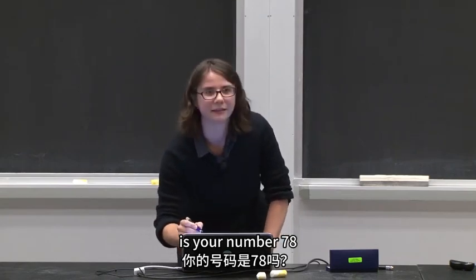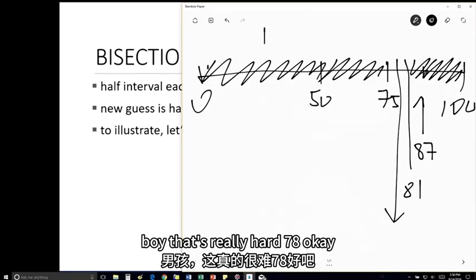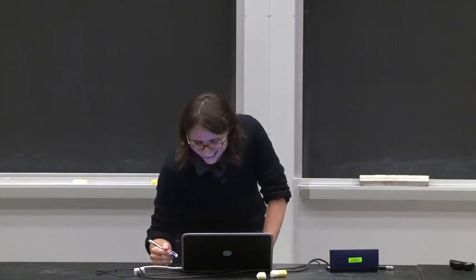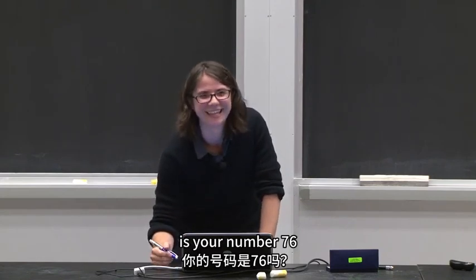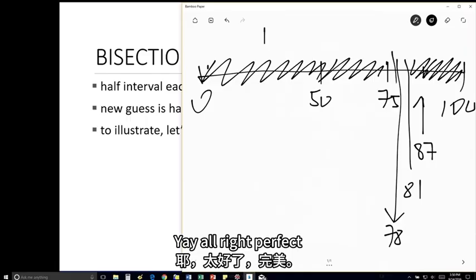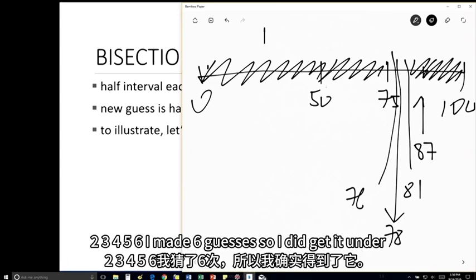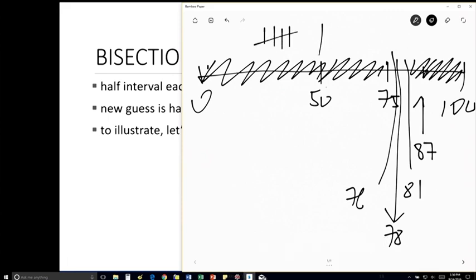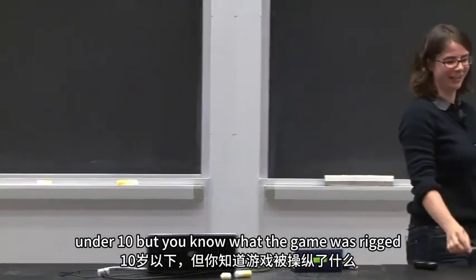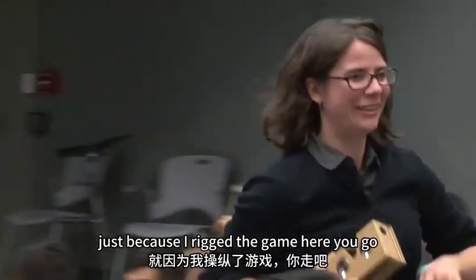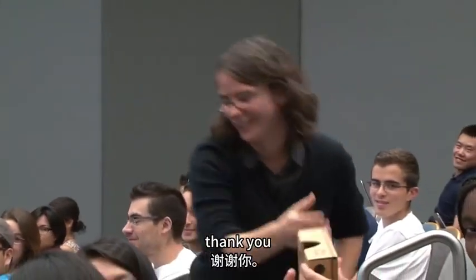Is your number 78? Oh boy, that's really hard. 78. Higher or lower? Is your number 76? Yay! All right, perfect. 76 was the number. So how many guesses have I made? 1, 2, 3, 4, 5, 6. I made 6 guesses, so I did get it under 10. But you know what? The game was rigged, so you get the prize anyway. Here you go.